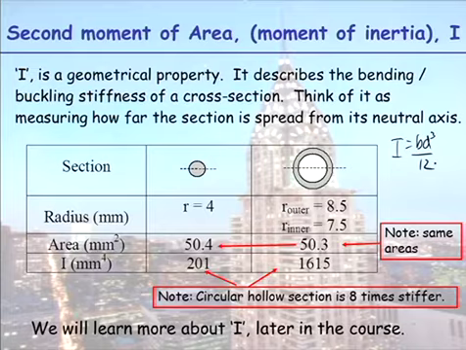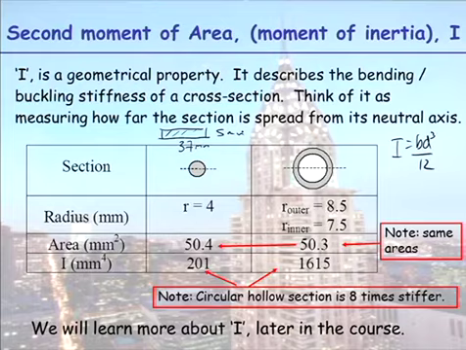And then you're going to say, but what does it actually mean? Think of it as measuring how far the section is spread from its centroid or its neutral axis. So my ruler here, I'm drawing the cross-sectional area of the ruler on my head here. The cross-sectional area is here, so that's about 37 millimetres, and that's about 5 millimetres.